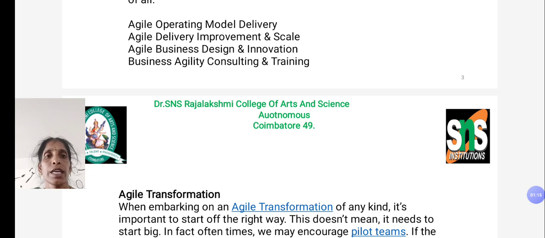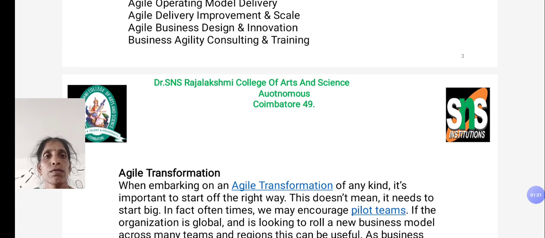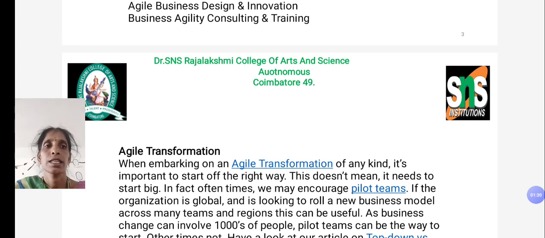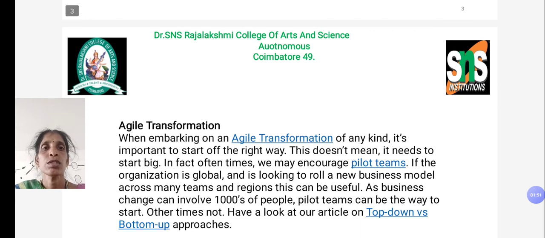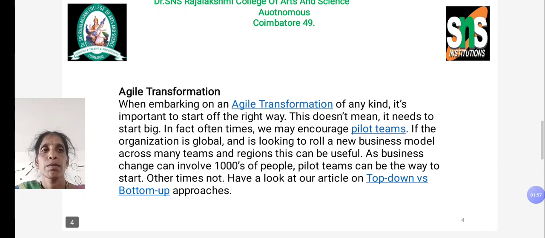Agile transformation. When embarking on an Agile transformation of any kind, it's important to start off the right way. This does not mean it needs to start big. In fact, oftentimes we may encourage pilot teams. If the organization is global and is looking to roll out a new business model across many teams and regions, this can be useful as a business change can involve thousands of people. Pilot teams can be the way to start. Other times not. Have a look at our article on the top down versus bottom up approaches.